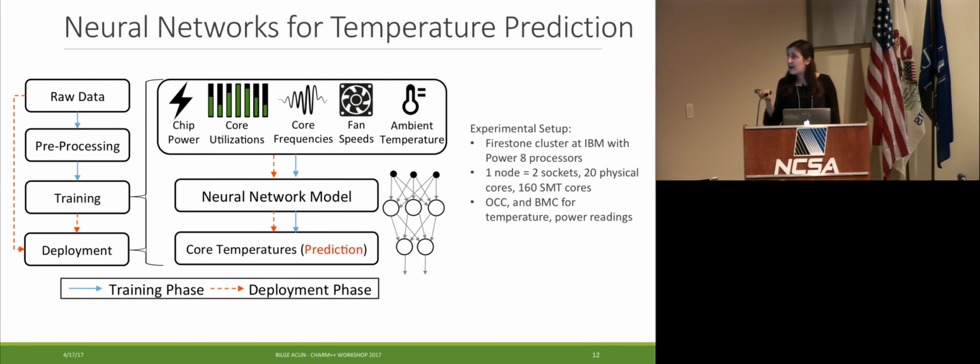So here's how our neural network model works. First, under different core utilizations, core frequencies, and fan speeds, we train our model and collect how the temperatures look under these different settings. And then we have to do some pre-processing of the data because we would like to predict the steady state temperature of the cores. We do not care about the transitioning temperature under a certain workload, the transition from the idle to the workload stage. And then after training, we can use the model in deployment to give us core temperatures as a prediction.